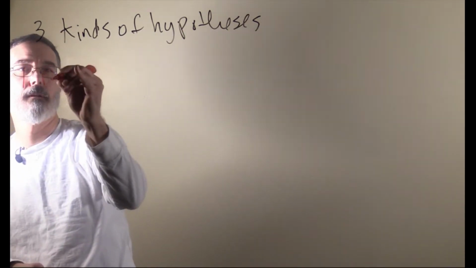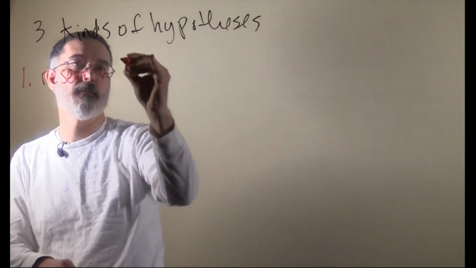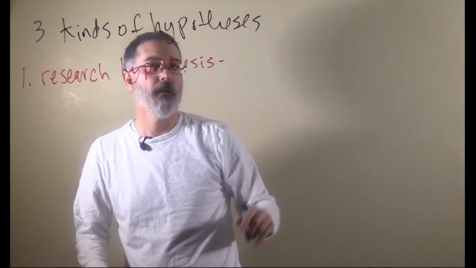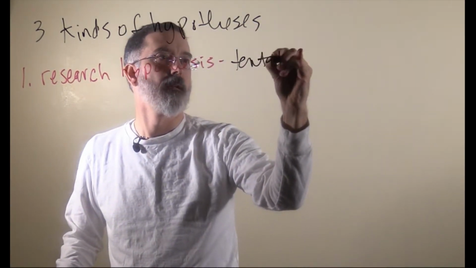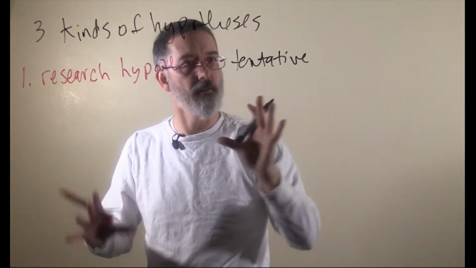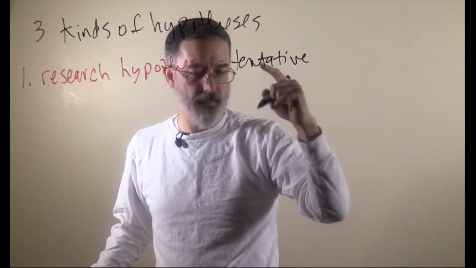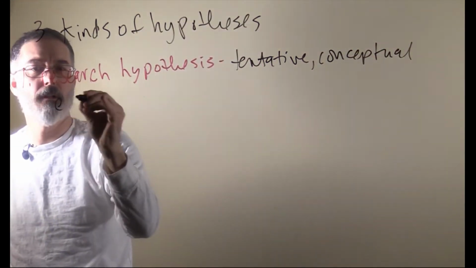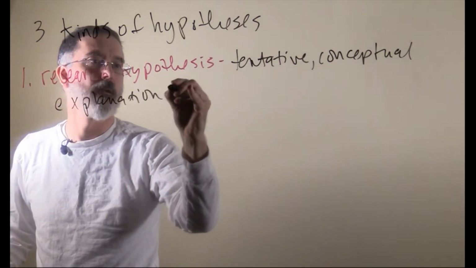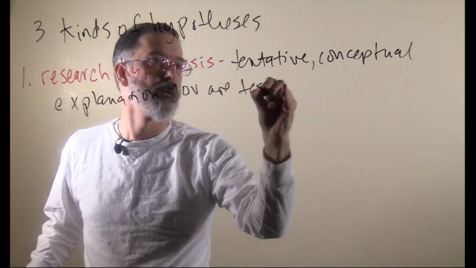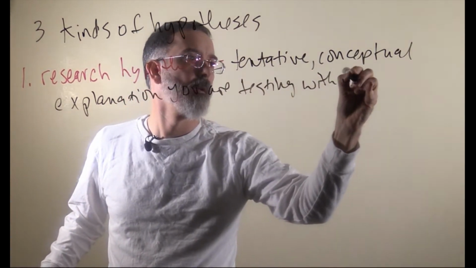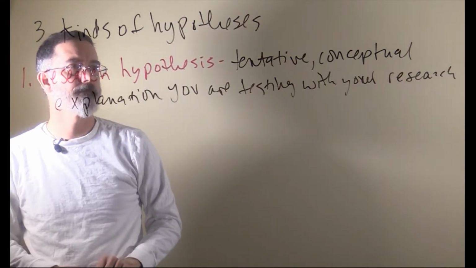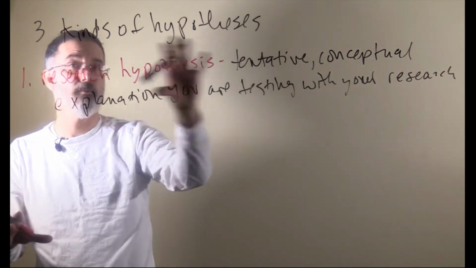So the first one is called a research hypothesis. And this is a tentative, untested conceptual explanation. You don't know whether it's true or not. You are testing it with your research. And so this is the kind of hypothesis that you'll come across when you read a research article.